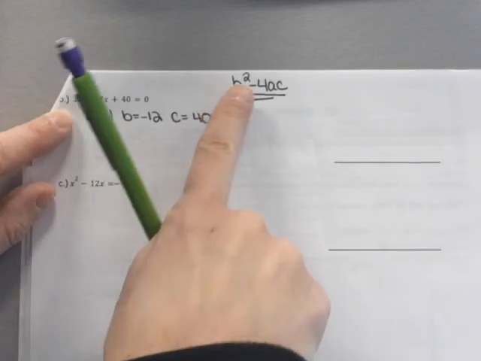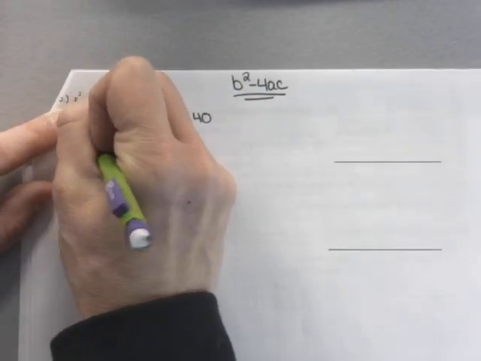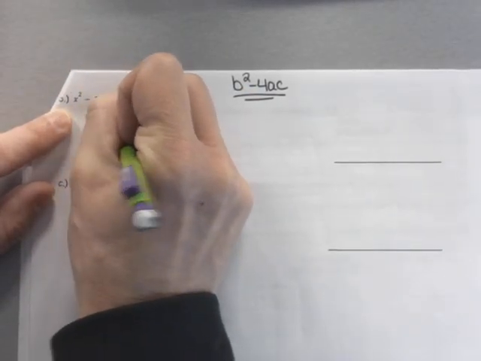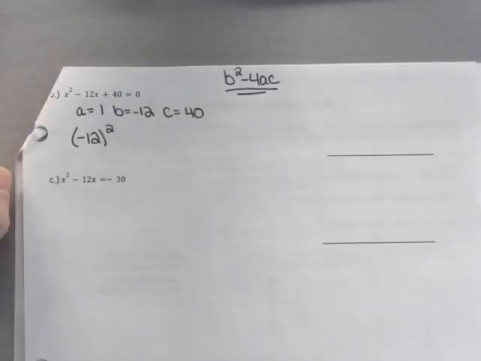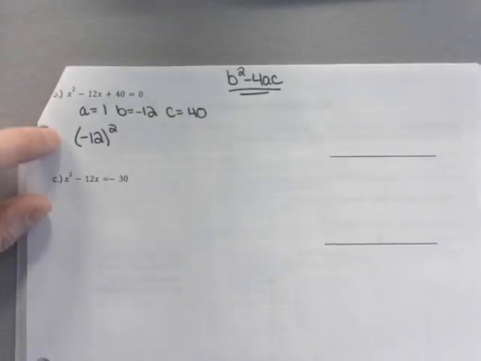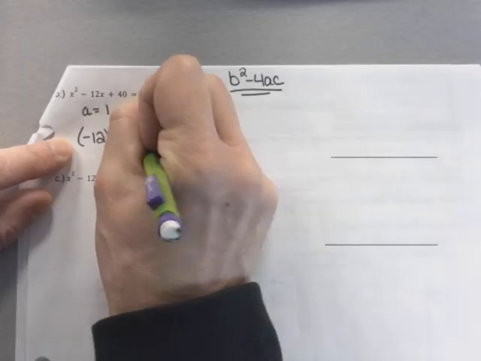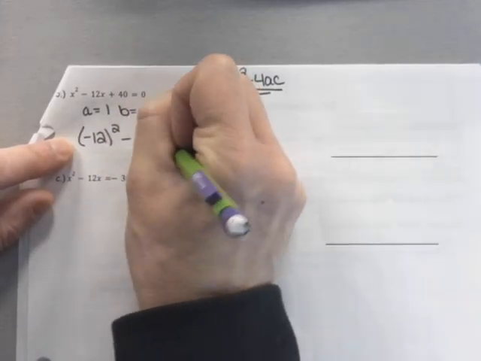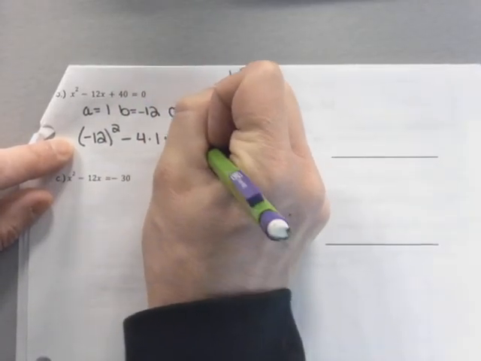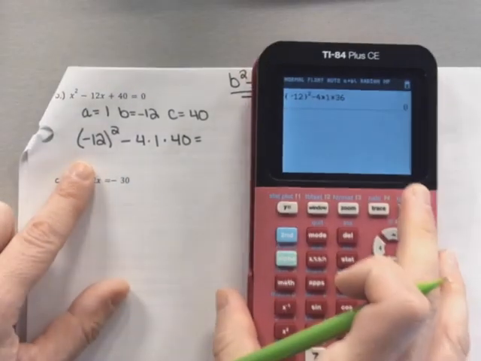B squared. So again, when you plug in b to square it, remember it has to go in parentheses. That's the rule. Anything going in getting squared has to be in parentheses. Minus 4 times a times c. Gonna figure out what that equals.